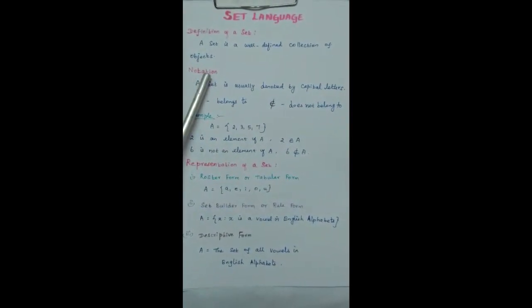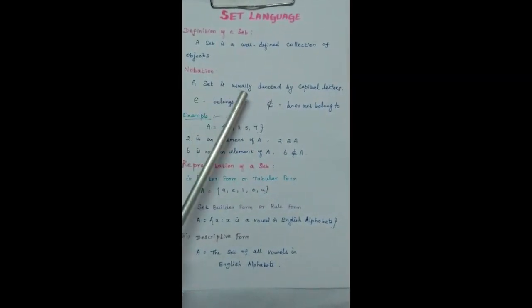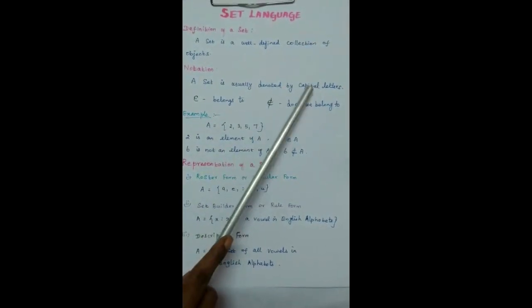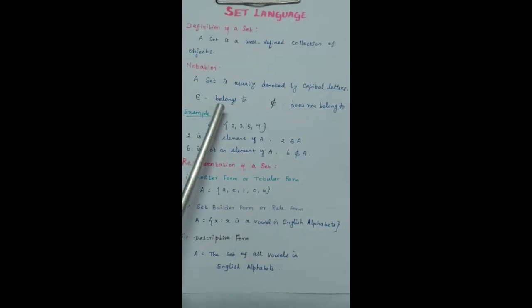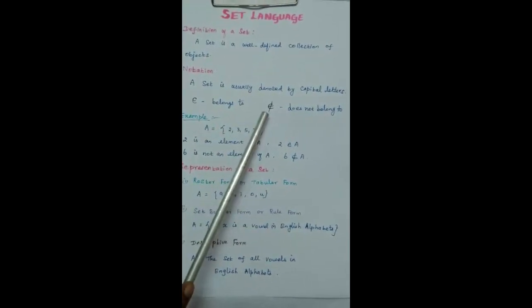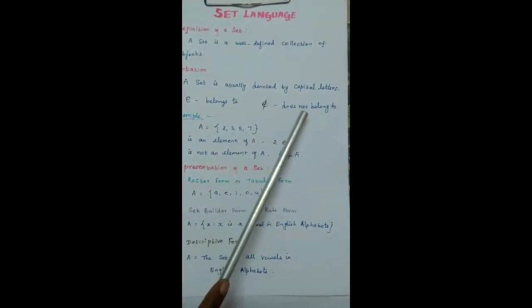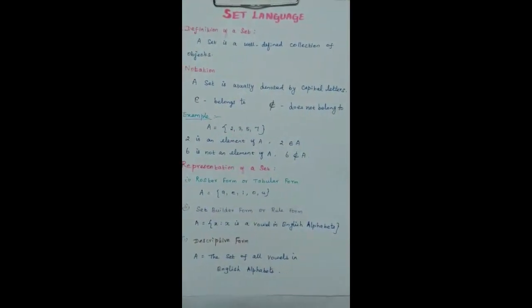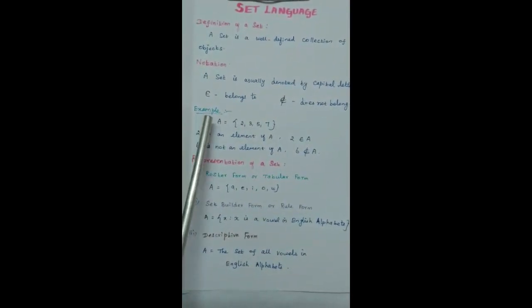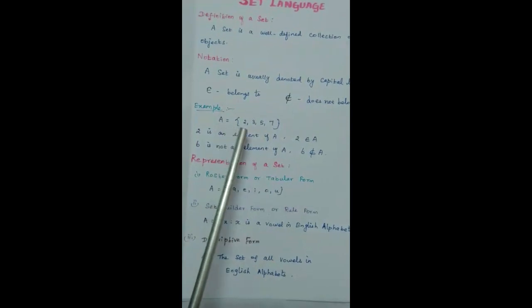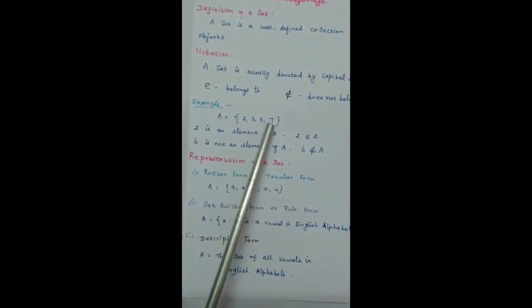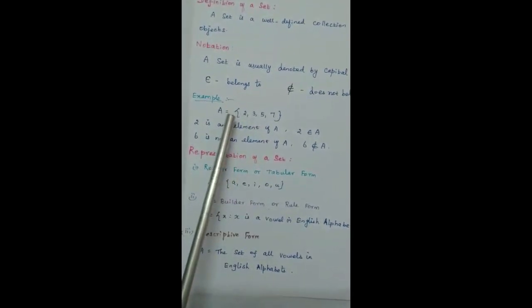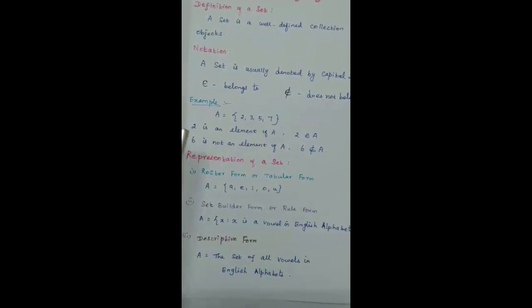Next one, notation. A set is usually denoted by capital letters. This symbol denotes belongs to and this symbol denotes does not belong to. Consider an example. A is equal to {2, 3, 5, 7}. These four numbers are the elements of the set A.